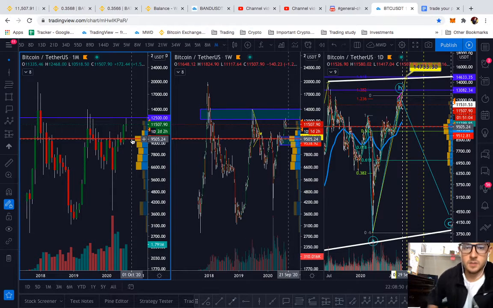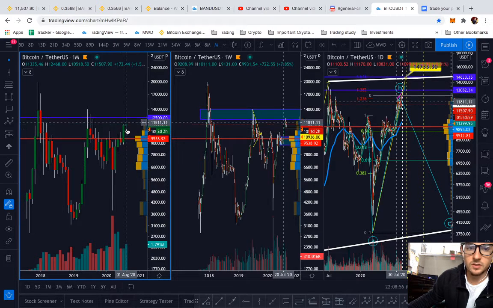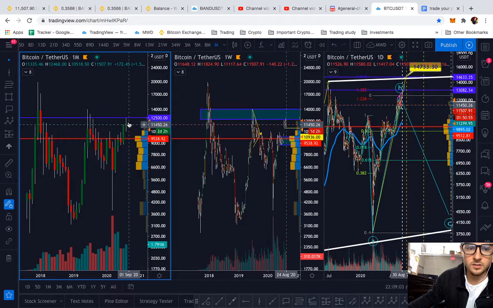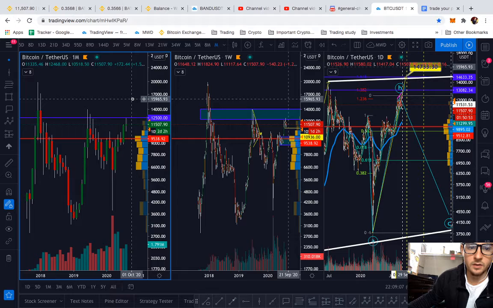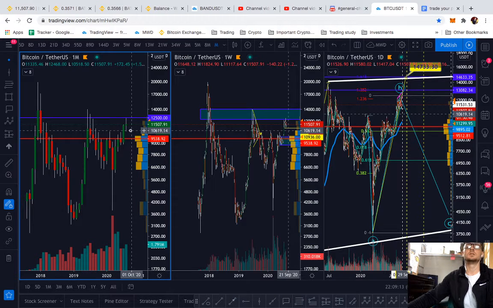Now, I've been asking myself the question: are we going to close this monthly candle like this, a spinning top candle, right? Are we going to, in 2 days, spike up all the way to 12,500? That's possible. Are we going to spike down all the way to 10,500? That's also possible.